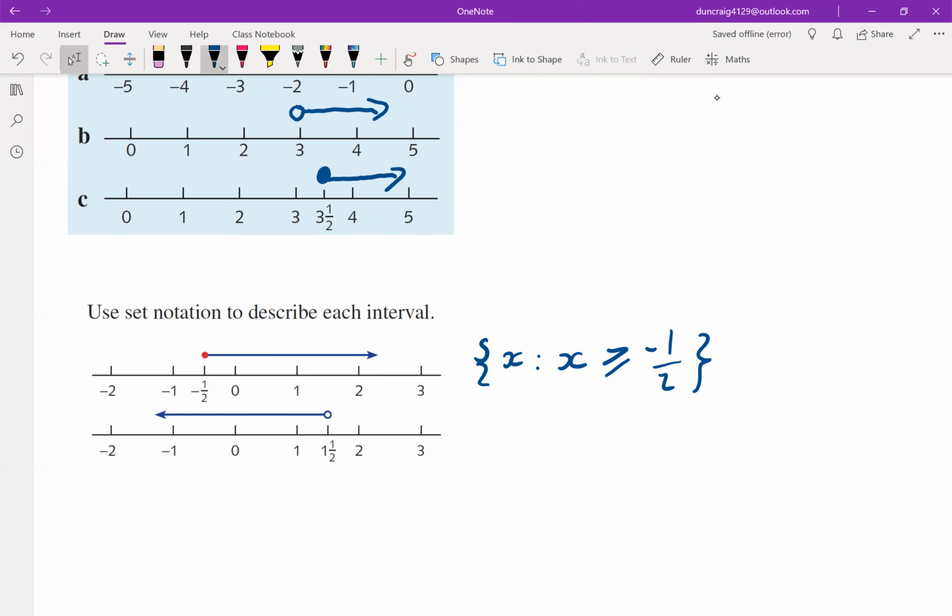So next one here, I want the set of values of x. So because we're just dealing with the x-axis here, x is less than, and it's not filled in, so it's not equal to either, 1.5. So I'm just going to put here 1.5, and I close my bracket. So that's the set of values there. So there we go.